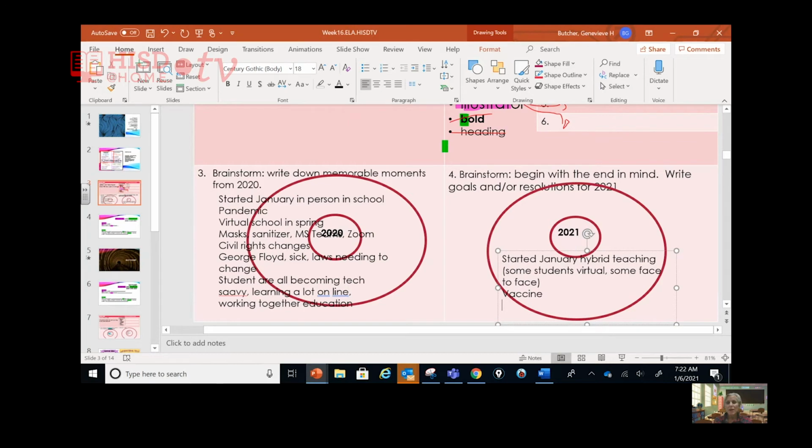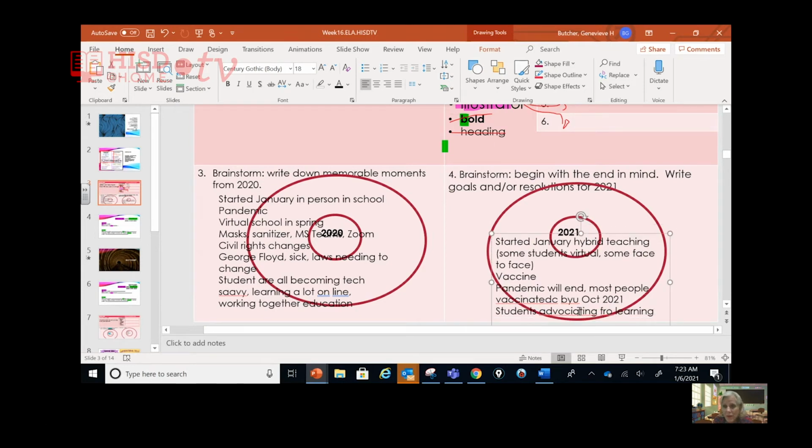We have knowledge that the pandemic is ending. The pandemic will end. And they're saying we'll have most people vaccinated by October of 2021. We have students advocating for their learning. Okay, you get the idea? You've got all of these things. So now what we're going to do is advocating for learning. All right, we're going to go ahead and compare and contrast the two.